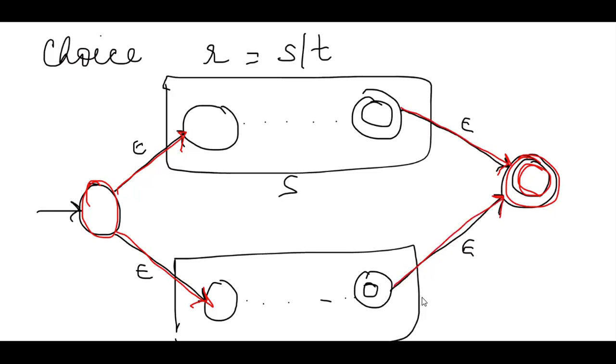So now for this combined S or T, this would be the start state and this would be the final state. These two will not be final states anymore. They will be regular states. So this is about choice.